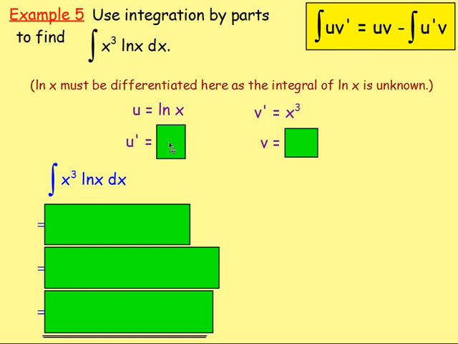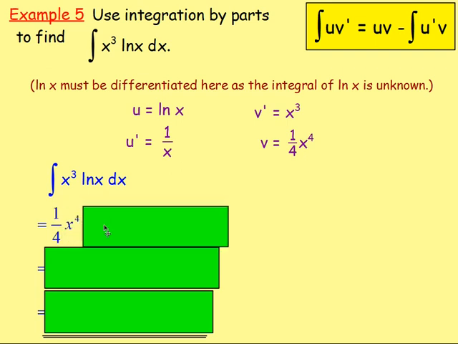U dash then, if we differentiate ln x, what would you end up getting, Connor? Good, 1 over x. And if you integrate x to the power of 3, perfect, that would be x to the power of 4 over 4, or a quarter x to the power of 4. From there, the integral then will be u times v minus the integral of u dash v. So u times v will be a quarter x to the power of 4 times ln x. And I'm taking away the integral of u dash times v. So I've got 1 over x times a quarter times x to the power of 4.